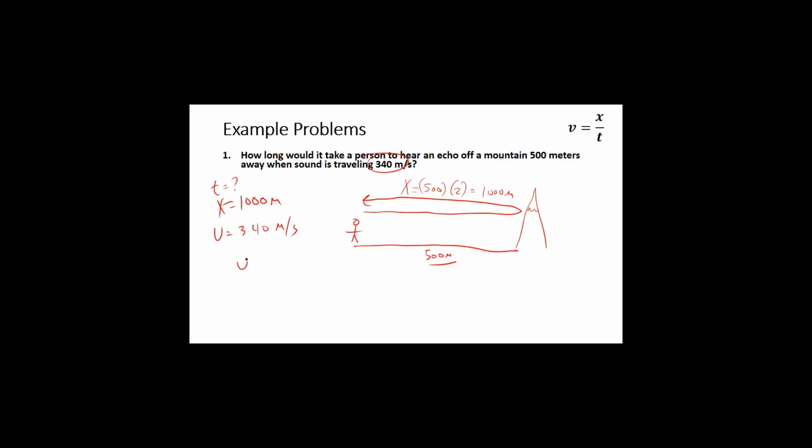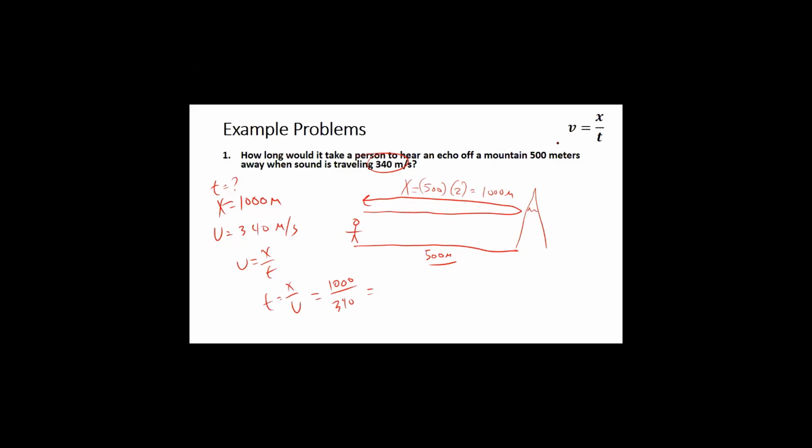So go ahead and do the math. V equals x over t. And t, when I rearrange that, t equals x over v. So t equals 1,000 meters to go there and back over v, the velocity of 340. So get that answer, and that's going to be the answer to this question.